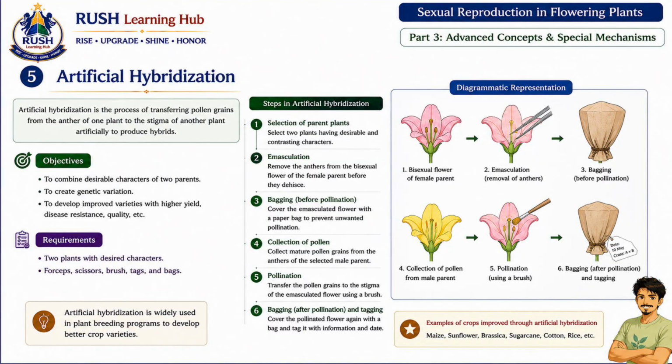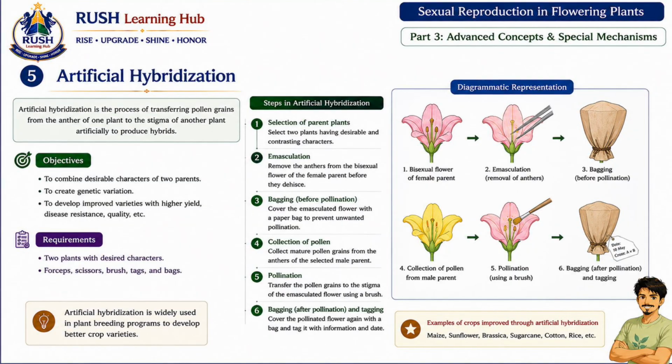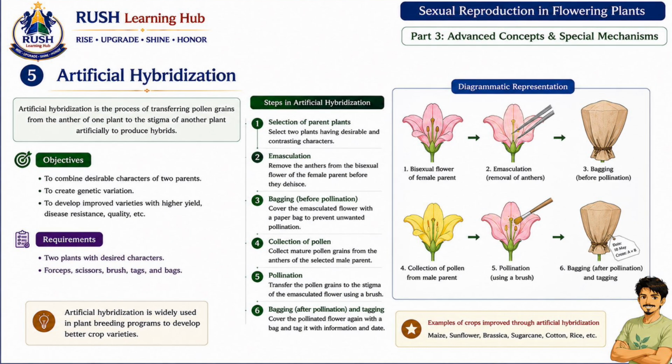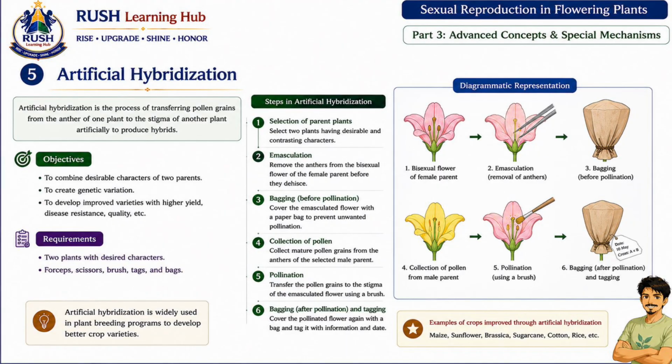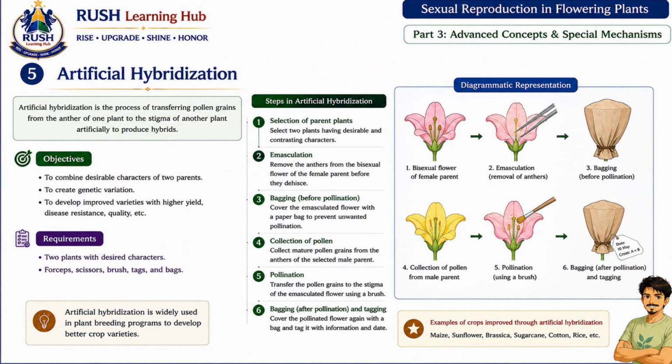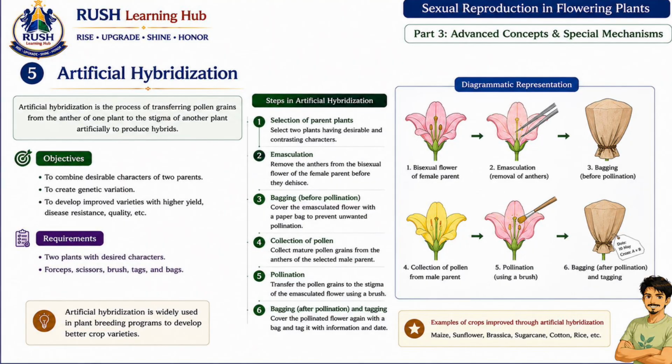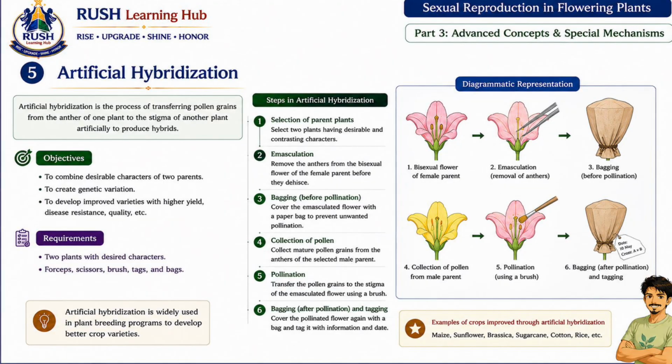Plant breeders use this technique to develop crop varieties with higher yield, better quality, disease resistance, drought tolerance, and other useful traits. Let us understand the steps involved in artificial hybridization. Step 1. Selection of parents. The first step is the selection of suitable parent plants. The breeder chooses two plants that possess desirable characteristics. One plant is selected as the female parent and the other as the male parent. The goal is to combine the best traits of both parents in the offspring.